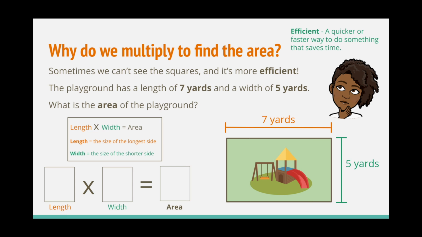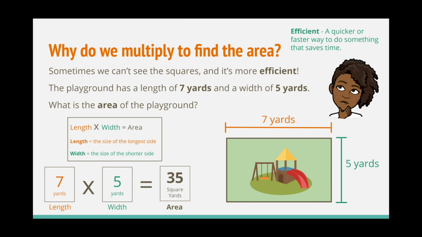If I remember that the length times the width is the area, then I can just multiply. So the length is 7 yards. The width is 5 yards. So then I multiply to find it. I'm going to count by 5s. 7 times 5: 5, 10, 15, 20, 25, 30, 35. So the area is 35 square yards. I didn't even need to count the squares.